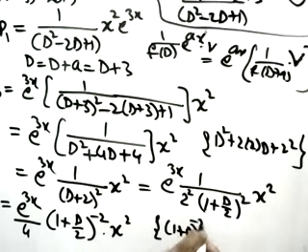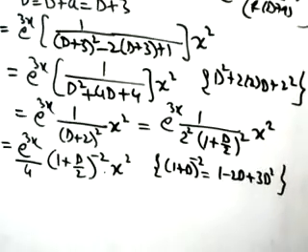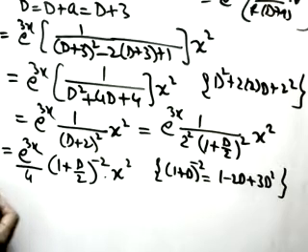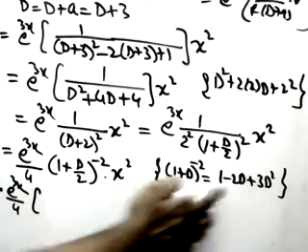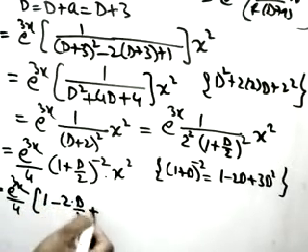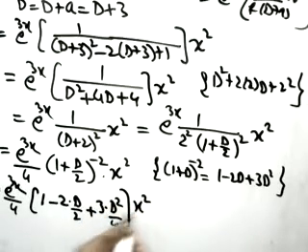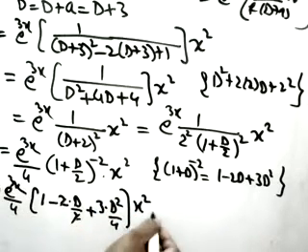Now let me expand. What is the formula we have? (1 plus D) whole power minus 2 is 1 minus 2D plus 3D squared. We write only up to D squared because x squared is there, and the terms above D squared will become 0. Therefore, we expand up to D squared. So e power 3x by 4 into 1 minus 2 into D by 2, plus 3 into D squared by 2 squared, which is 4, into x squared.